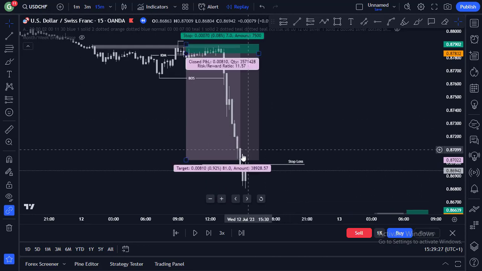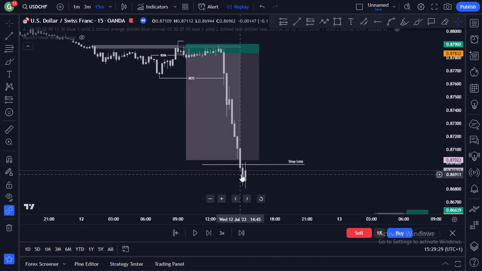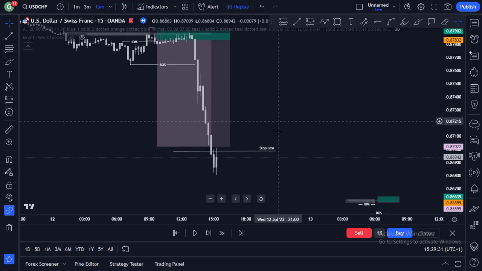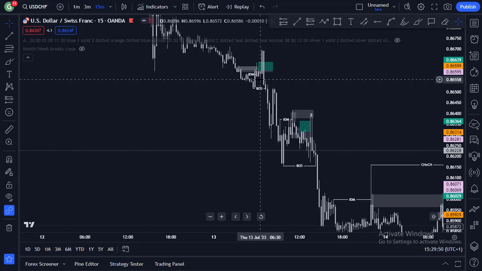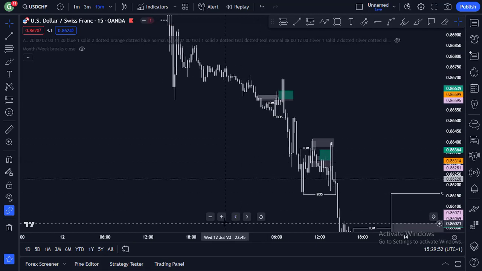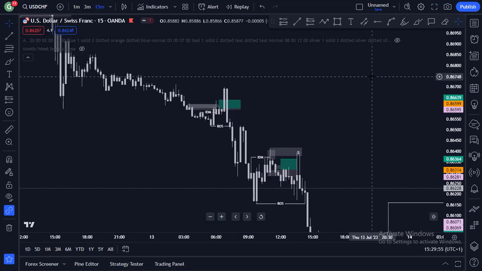And then the trade would have ended at around 2 p.m., and this would have been an 11.5% trade. So this was on Wednesday. On Thursday from 6 a.m., there was another trade idea right there. So let's backtest that trade idea and see what happened.